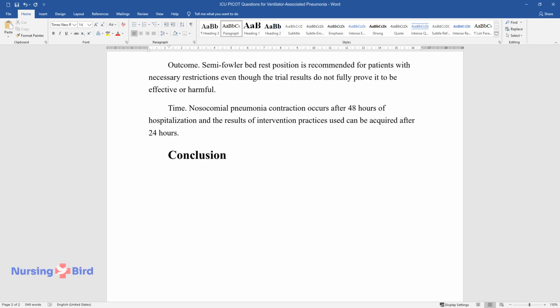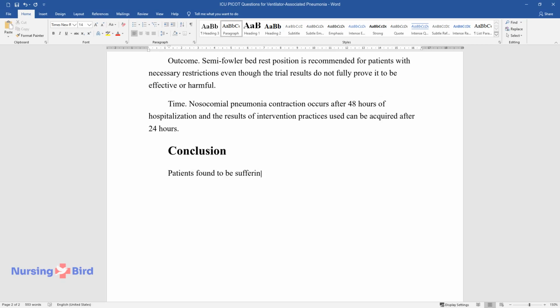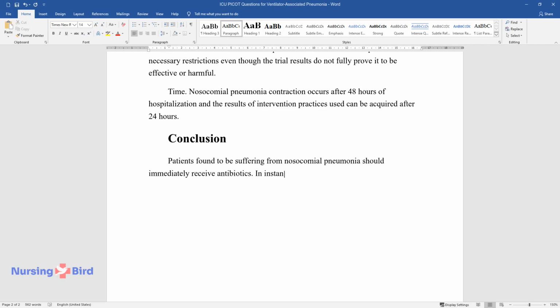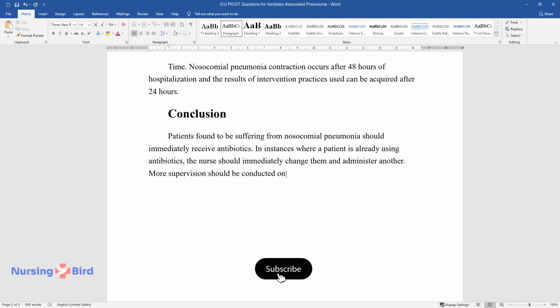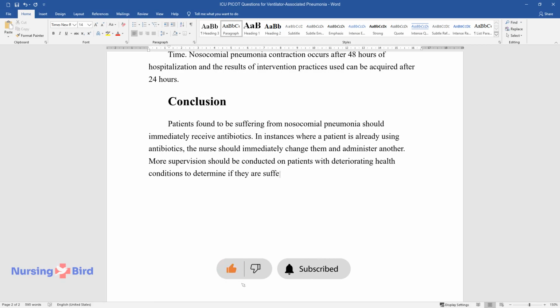Conclusion. Patients found to be suffering from nosocomial pneumonia should immediately receive antibiotics. In instances where a patient is already using antibiotics, the nurse should immediately change them and administer another. More supervision should be conducted on patients with deteriorating health conditions to determine if they are suffering from mechanically ventilated nosocomial pneumonia.